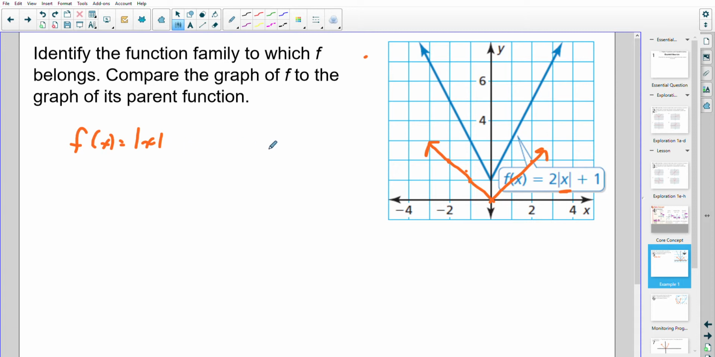Compare the graph of f to the graph of the parent function, which means how is the orange related to the blue? The orange I drew in as the parent function. The blue one you can see is narrower. It hugs the y-axis, and it's also shifted up 1 unit. So the way that you can write this in shorthand is we're going to do a 1 going up, and it's going to be twice as steep. Instead of going to 1, 1, you're going to 1, 2. Instead of going to 2, 2, you're going to 2, 4.